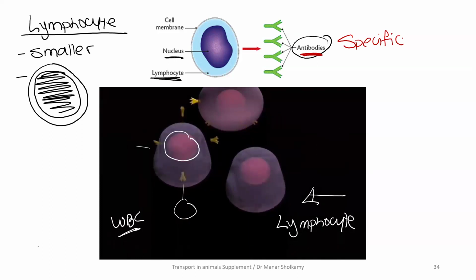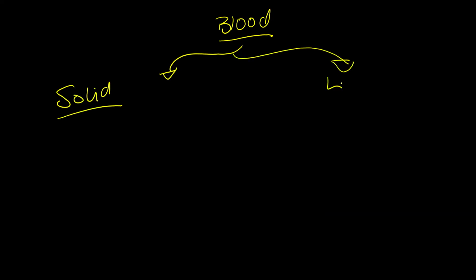That's it. This is all what you have to know about the white blood cells. So what are we talking about so we do not lose track? We are talking about the blood composition. The blood is made up of a solid part and a liquid part. The solid part, we should know it in detail by O level.